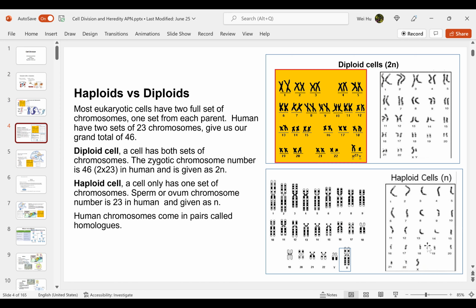This is why when you finish meiosis, you only have 23 chromosomes. For the sexual cells, you can have X or you can have Y. You cannot have both. And this is between meiosis 1 and meiosis 2. However, you only have half the amount of chromosomes. So this is called haploid.